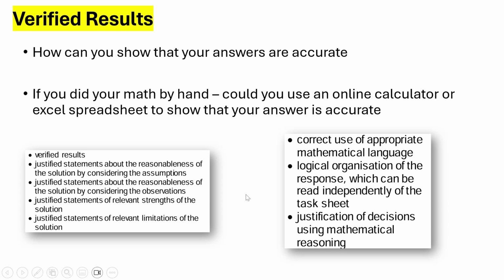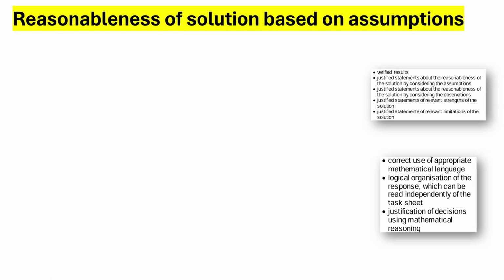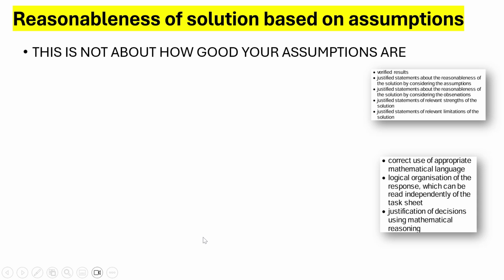The next subheading in the evaluation section is reasonableness of solution based on assumptions, right? It's got its own dot point in the marking criteria. So this is not a section about how good your assumptions are. This is not where you're going to say, my assumption's really good. I chose a good area for my backyard, my garden, right? What you're saying here is my solution, my answer is really good based on this assumption. Right? Or my solution's not really good based on this assumption.